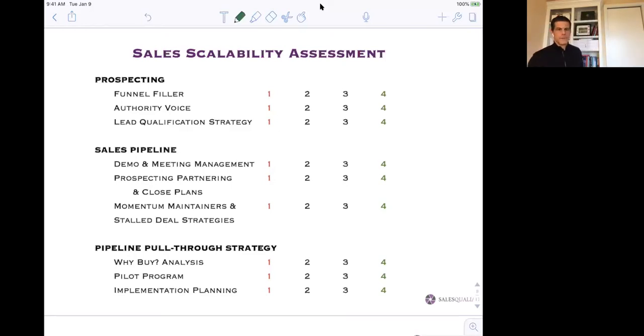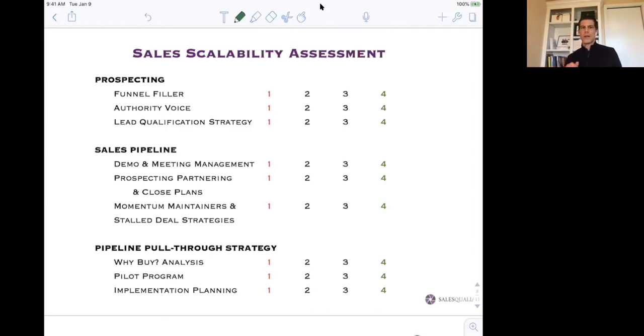So let's go into sales pipeline: demos, product demos, and meeting management. When you do the demo, you're a 1 if you just get on the phone and say, hey, I'm here to show you the demo, and here are the 73 clicks. Here's how you log in, and here's this integration, and here's this functionality, and it's just what we call a harbor tour.